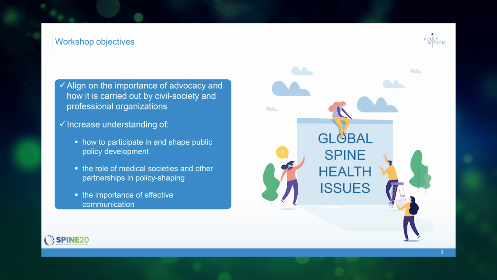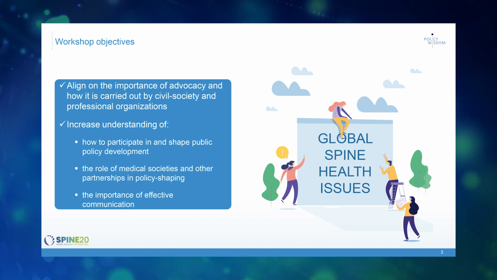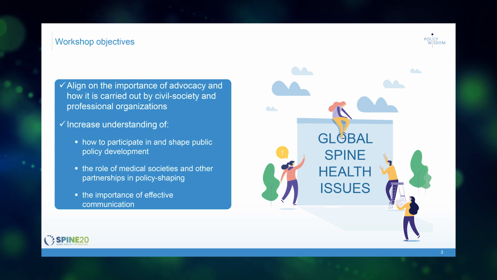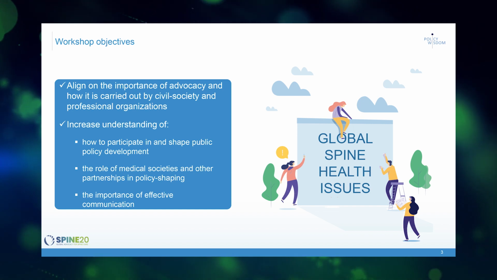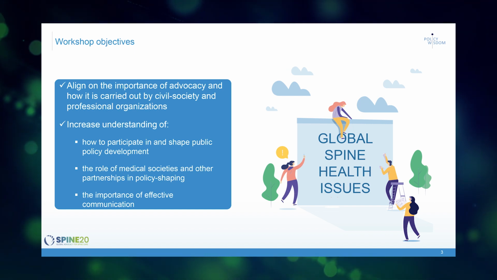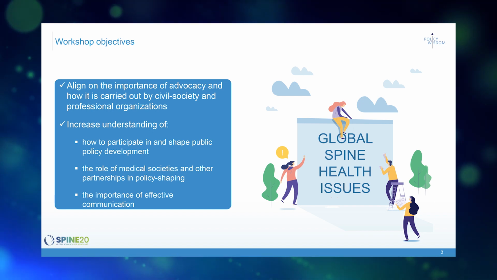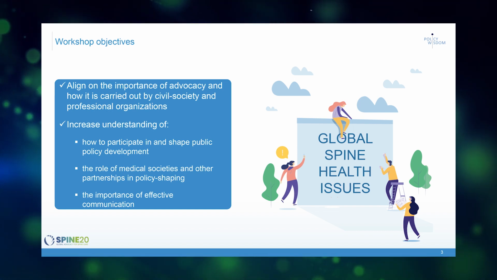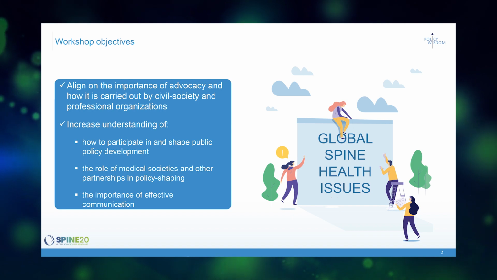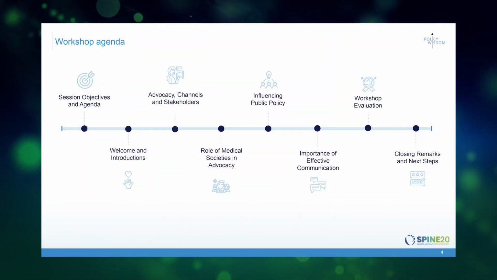So the key for us is to align on the importance of advocacy and how it's carried out by civil society and professional organizations like medical societies. So the goal here is to increase your understanding of how to participate in and help shape public policy development. We will talk about the specific role of medical societies and medical society leadership and other partnerships that are important in policy shaping. And we'll talk really about the importance of effective communication. And that really is the key when you're going to be doing any kind of lobbying or advocacy within the health field.